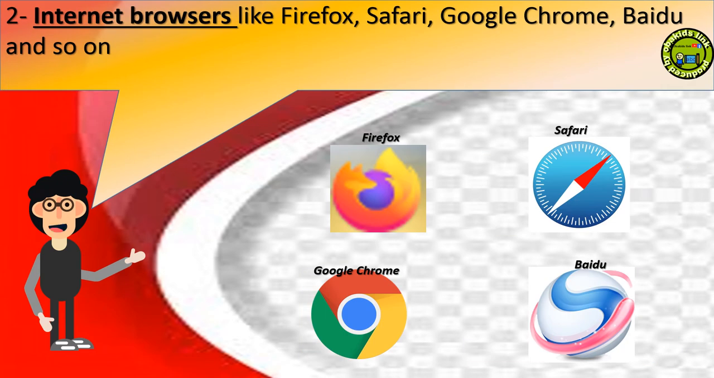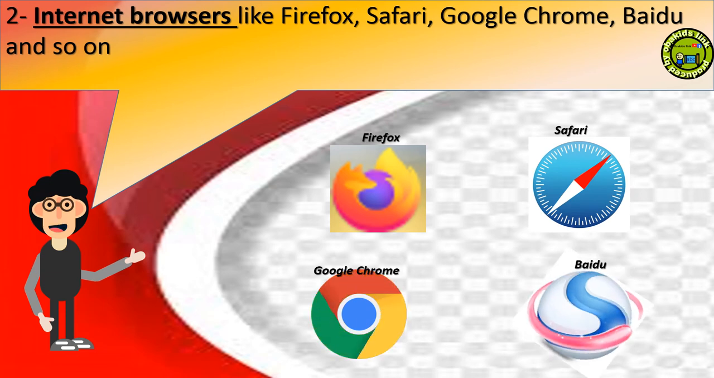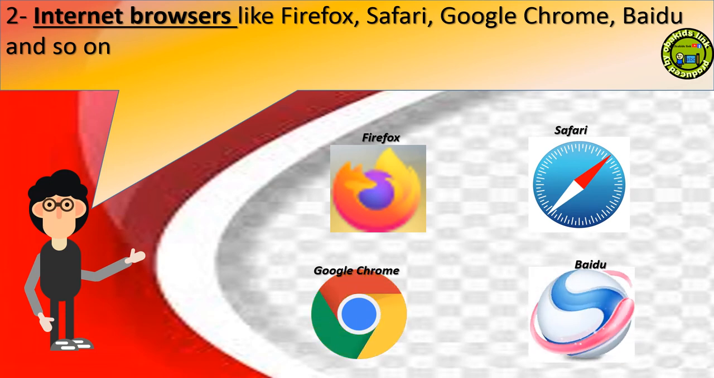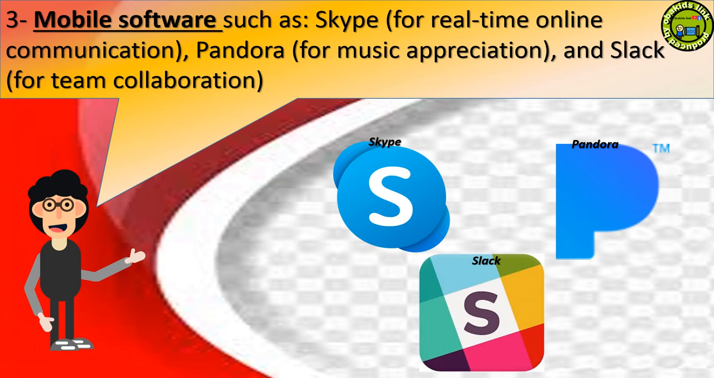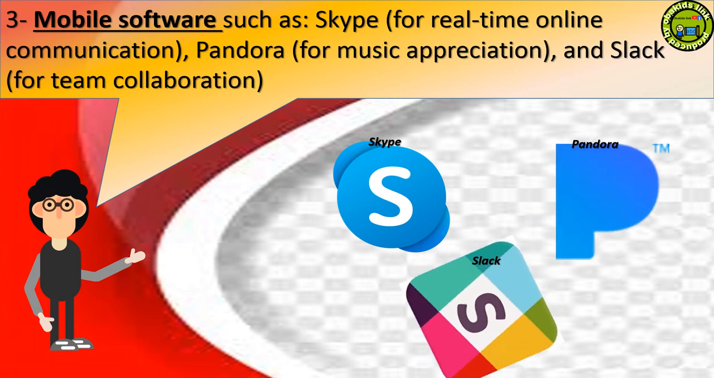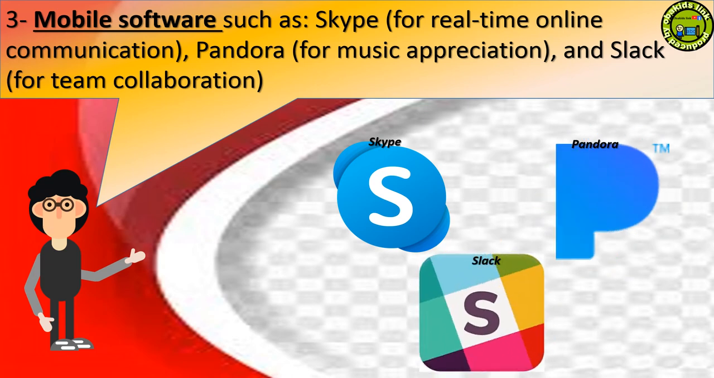2. Internet browsers like Firefox, Safari, Google Chrome, Baidu, and so on. 3. Mobile software such as Skype for real-time online communication, Pandora for music appreciation, and Slack for team collaboration.